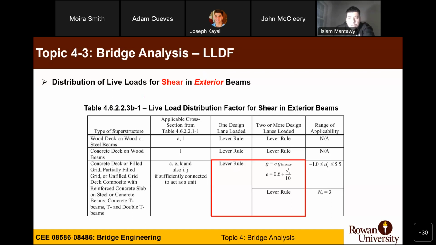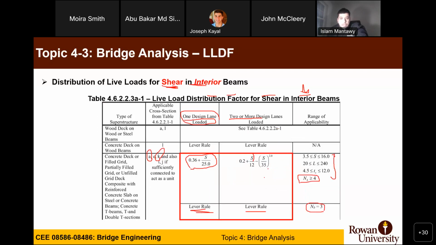Here. Yeah. So this one is giving you the shear on the exterior, correct? Yeah. So the live load distribution factor for shear, exterior. Your case is always A or K, correct? Yeah. If you have one design lane loaded, you use the lever rule. And if you have 2 or more, you go back and see what is your interior live load distribution, g interior, from this one. Yeah. Right?